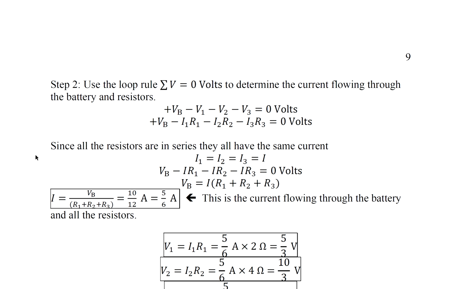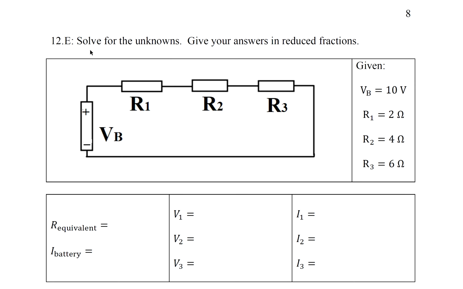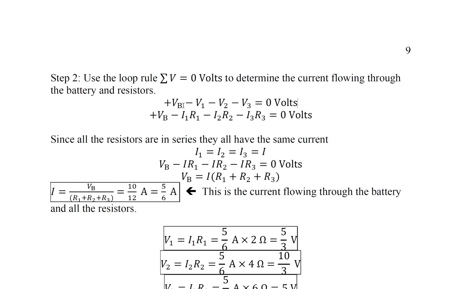So we're going to use the loop rule to determine the current flowing through the battery and resistors. So remember, the loop rule tells us that the total voltage in a loop is 0 volts. So it's going to be VB minus VR1 minus VR2 minus VR3 is 0, which is this. What is V equal to? It's equal to IR. That's Ohm's law.